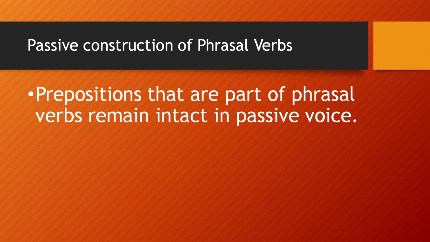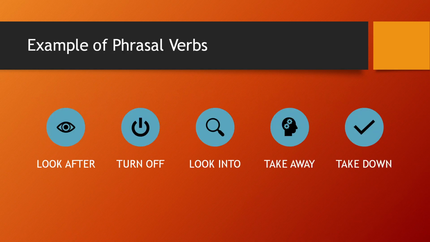Now let us look at the passive construction of phrasal verbs. Now what are phrasal verbs? We need to know that it's a combination of a verb followed by a preposition. So in this case, prepositions that are part of phrasal verbs remain intact in passive voice. These are some examples of phrasal verbs like look after, turn off, look into, take away, take down, and the list goes on and on.